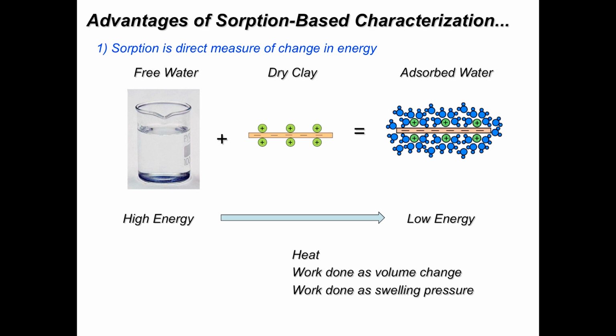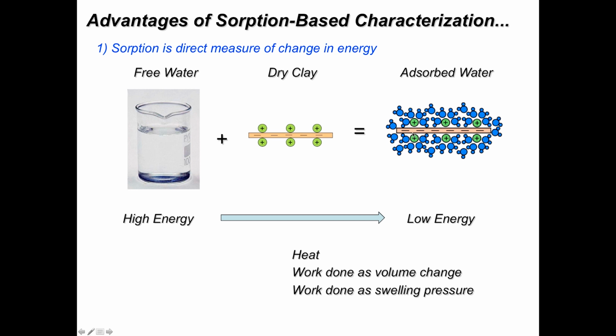And so there's work that's done during that adsorption process, and that work comes out either as heat. There is some heat of adsorption when we mix clay with water. For an expansive clay mineral, there's work that's done as volume change. If that expansive clay is confined, there's work that's done as swelling pressure. And so this adsorption of water by clay is directly linked really to the swelling behavior of clay, and so directly linked to surface area.